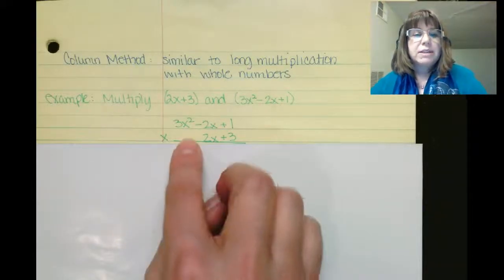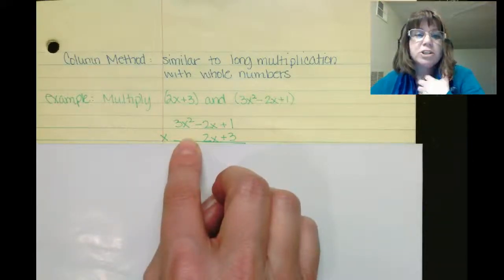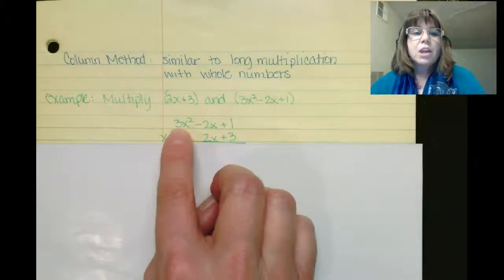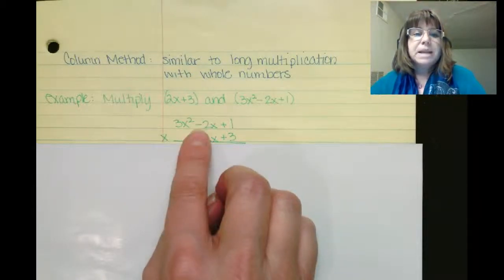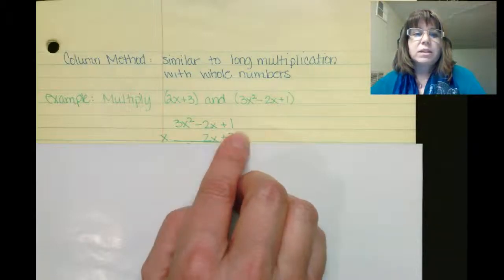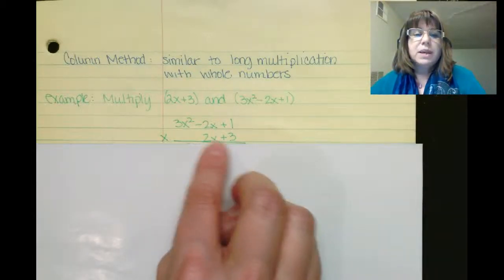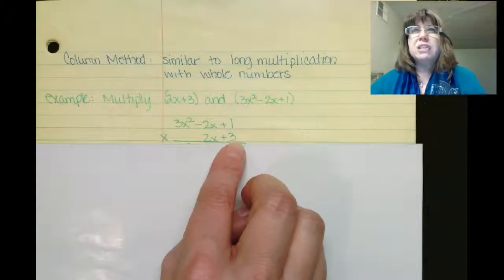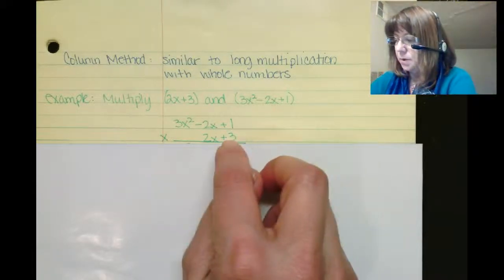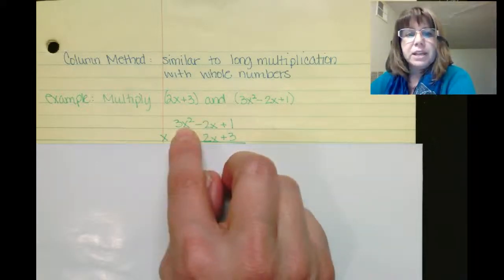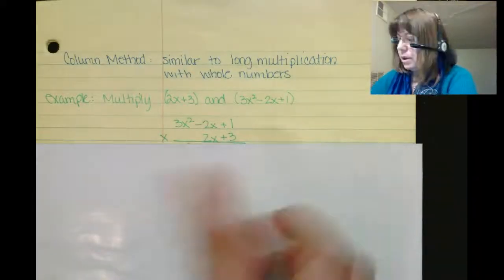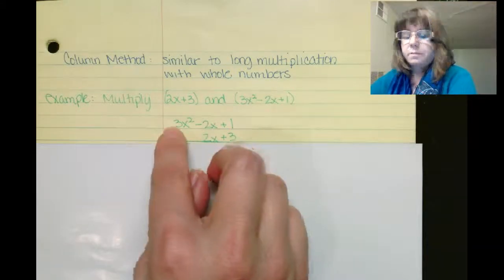Okay, so not long division, long multiplication, regular multiplication. 3x squared minus 2x plus 1 multiplied by 2x plus 3. And just like what we would do with a double-digit number, I'm going to take the first number and multiply it to each term, then take the second number and multiply it to each term.